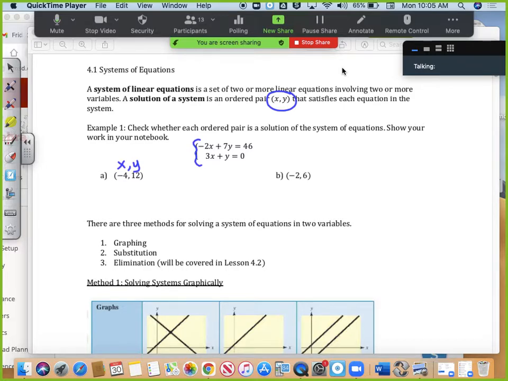So you would put it in for the first one: negative 2 times negative 4 plus 7 times 12, and see if that equals 46. And then 3 times negative 4 plus 12, and see if that equals 0. If it works for both equations, then the answer is yes. It is a solution to that system of equations. If it does not work, then the answer is no. So go ahead and take a minute, solve that out, see if it works or not.